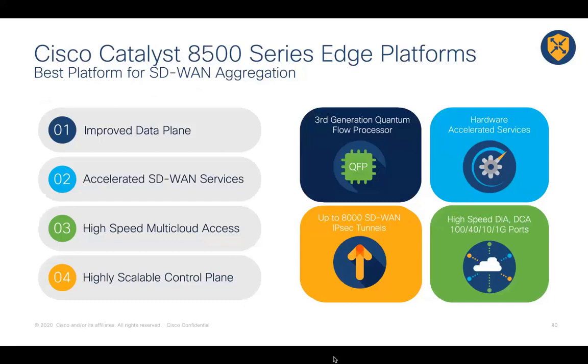Third important thing is high-speed multi-cloud access. Today with the cloud use cases, the direct internet access or direct cloud access, this platform will offer you 100 gig, 40 gig, 10 gig and 1 gig port speeds to terminate any of your DIA, DCA use cases. A lot of variety, and all of this in just one RU form factor.